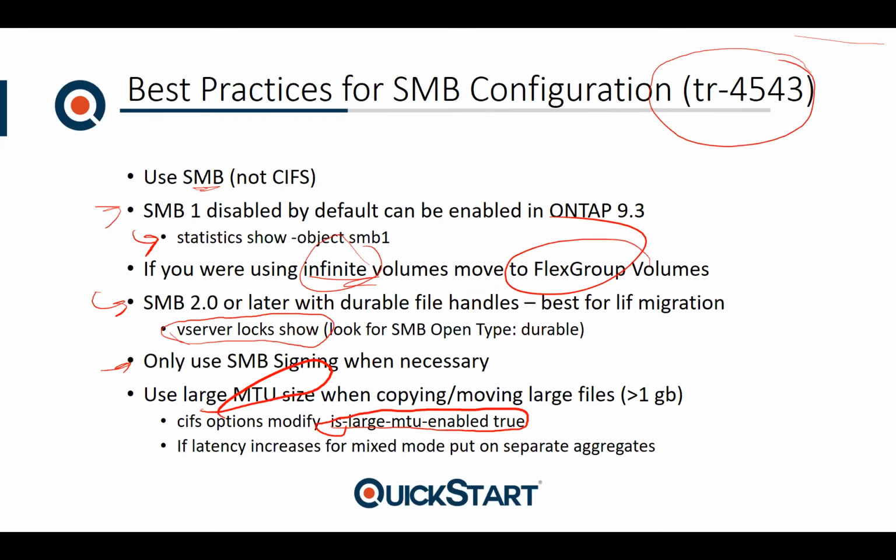But you have to keep in mind that enabling a larger MTU size might not actually be highly beneficial. It's beneficial if most of the files, or all of the files that I'm dealing with, are large files, and they're going to benefit from this. But if I have a mixed environment, and that's what I mean by mixed mode there, then it actually might cause latency when we're talking about the smaller files. So if that is the case, then NetApp recommends maybe putting them on separate aggregates, okay? That's something to think about, right?